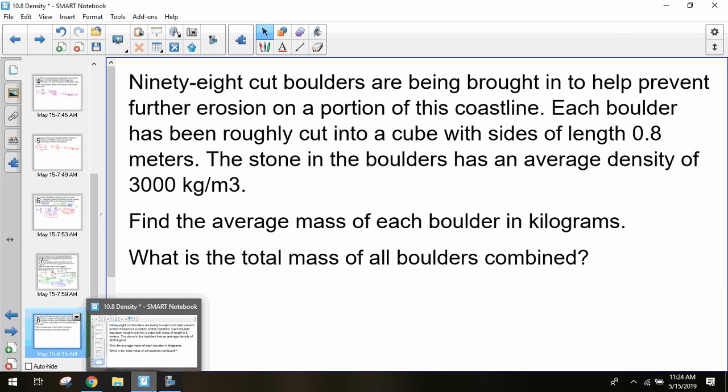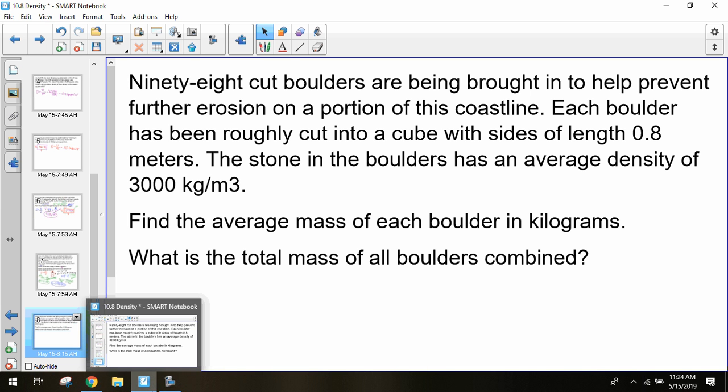98 cut boulders are being brought to help prevent further erosion in a portion of the coastline. Each boulder has been roughly cut into a cube with side length of 0.8 meters. The stone in the boulders has an average density of 3,000 kilograms per cubic meter. So we want to find the average mass of each of the boulders in kilograms, and then find the total mass of all the boulders combined.